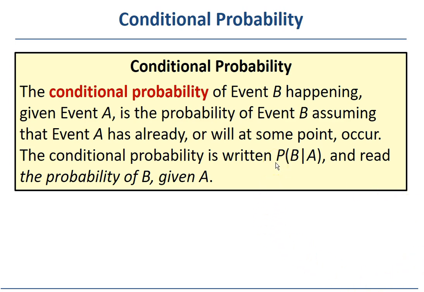The probability of B occurring given A is read as the probability of B, that vertical line is read given A. The probability of B given A. Alright, this is what we call conditional probability. And in some cases you'll have to determine whether you're dealing with this type or the other.